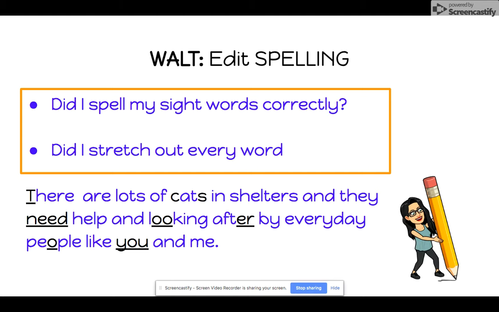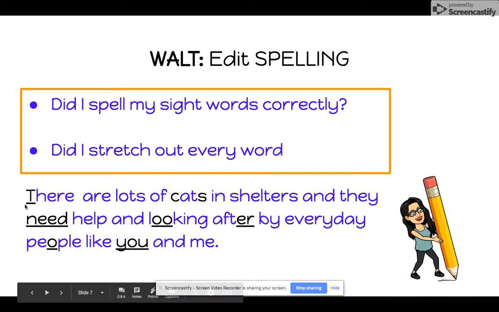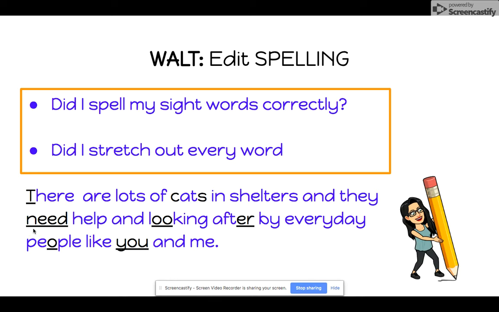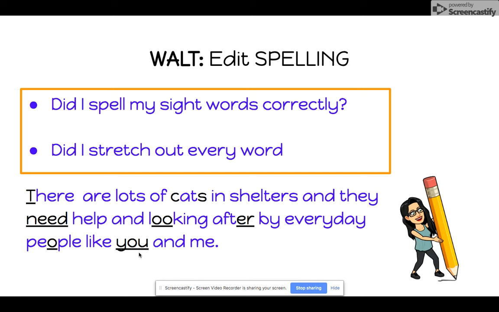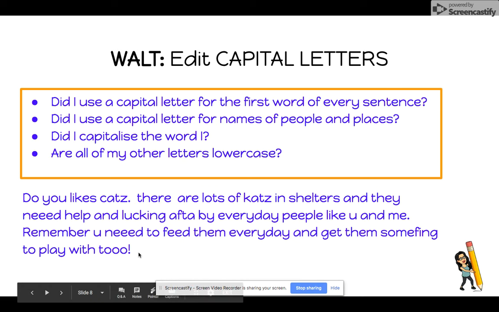Awesome, you got them correct. You can see I was missing a capital letter, I was missing spelling, I corrected a word I'd spelled incorrectly, had a different sound. I've corrected the spelling here, and I added out the rest of the letters here. Well done. Next, I'm going to have a look at editing my capital letters.